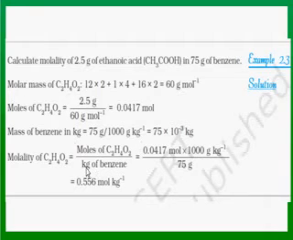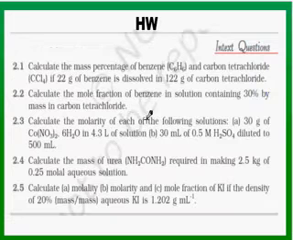Now here the mass of solvent is in kg. So if the value is given in gram, then you can directly multiply the numerator with 1000. So here we have 0.0417 into 1000 upon 75. On calculating, we get 0.556 mole per kg.